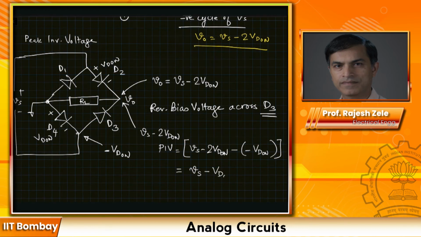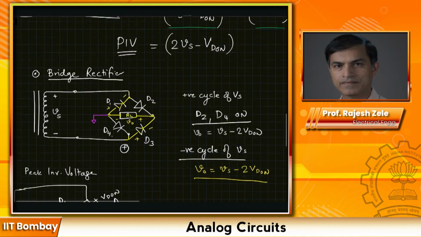minus Vd on. So you can see peak inverse voltage is smaller, so these diodes don't have to handle larger peak inverse voltage. So that's the advantage of this particular topology compared to the previous one. In the previous one, if you remember, it was 2 times Vs minus Vd on. In this case, it's only Vs minus Vd on.